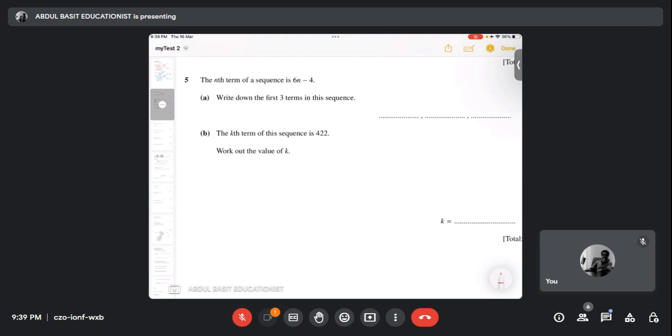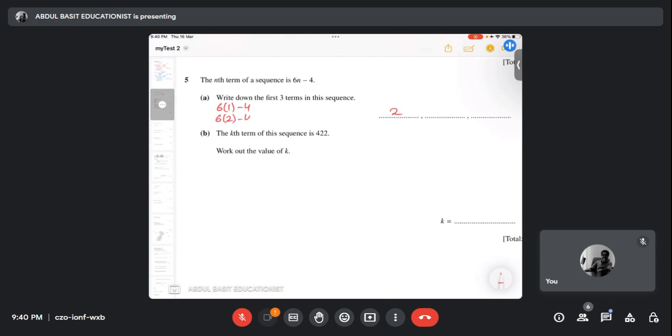Sir, we have to put 1, 2 and 3 again in the n term. Yes, so Ramsha, you pick this too. The formula is given to you. If you put 1, 2, 3 in place of n, you will get the first term, second term and third term. Is this clear? Yes. So 6 ones are 6, 6 minus 4 is 2.